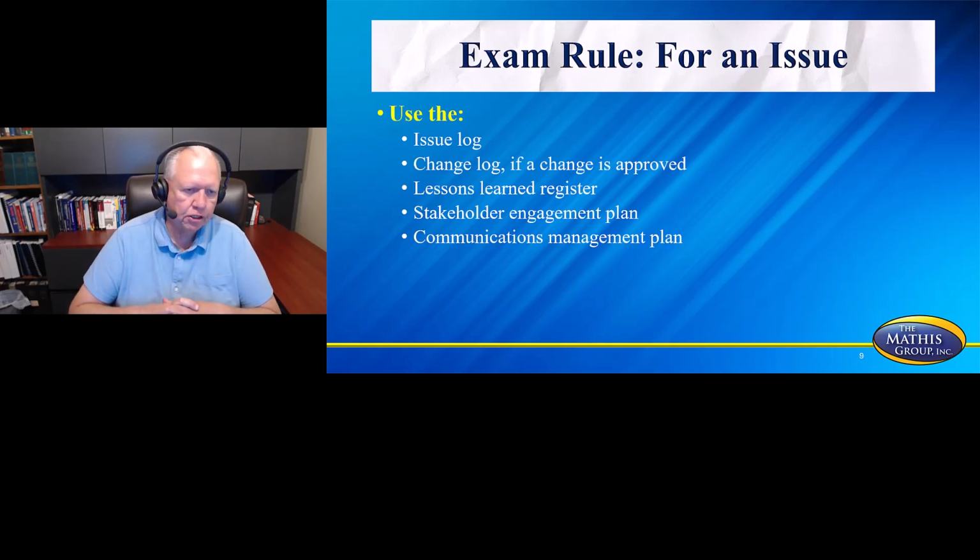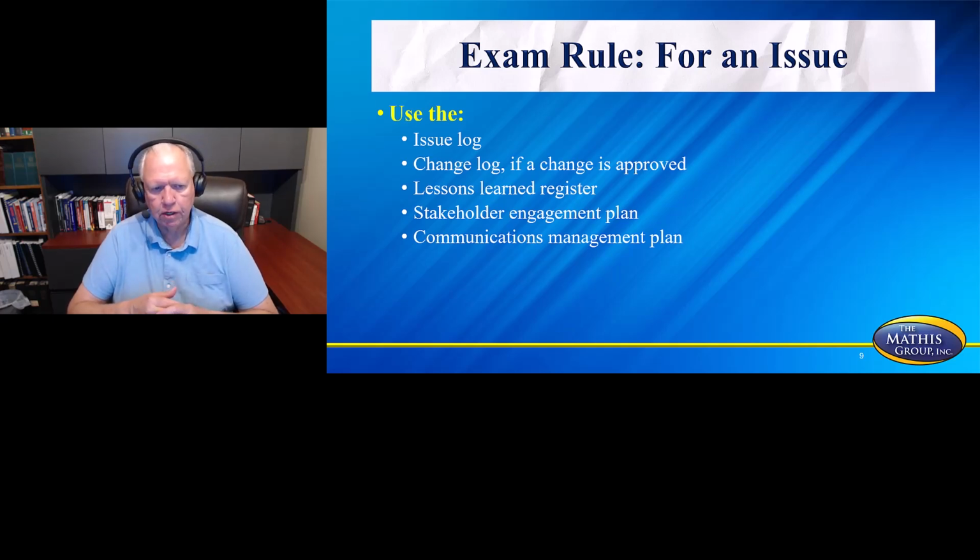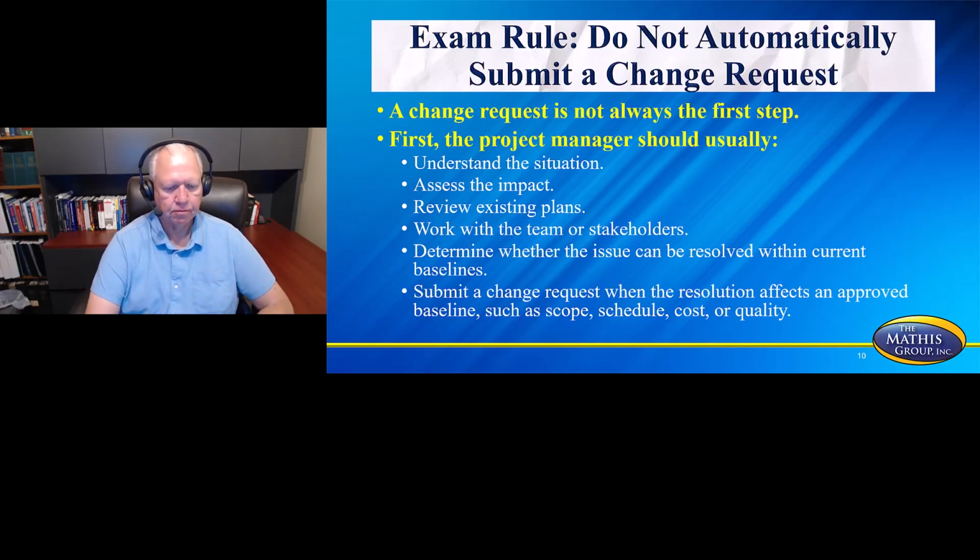Also, a rule for an issue would be to use the issue log, a change log if a change is approved, a lessons learned register, a stakeholder engagement plan, and a communication management plan. With all of these, you are communicating steps of action to deal with that issue. One other thing is that if the risk actually happens, it's now going to be tracked as an issue because it's now current, not futuristic.